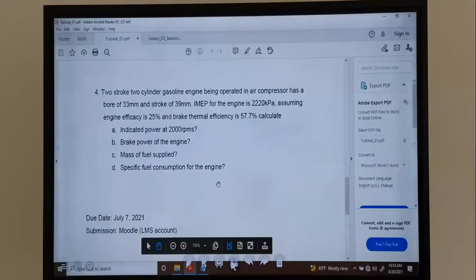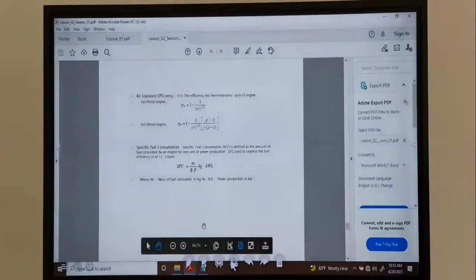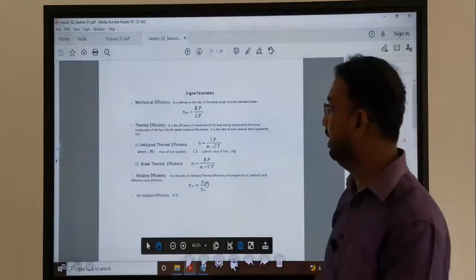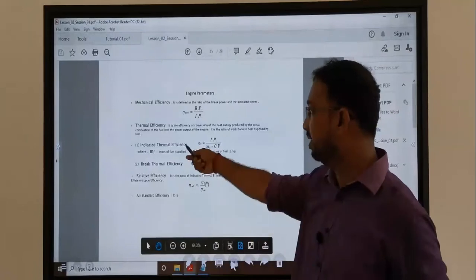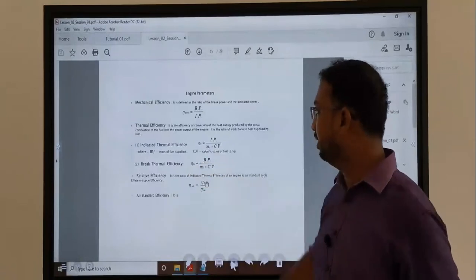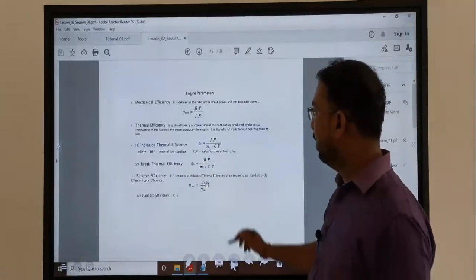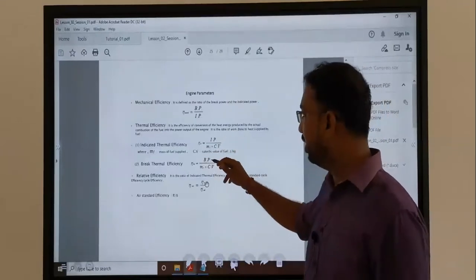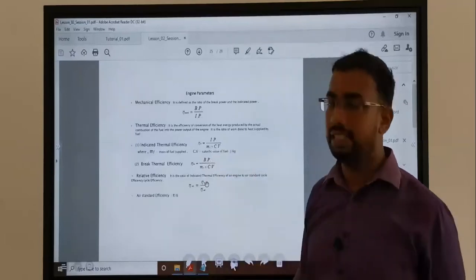The third question is the mass of fuel supplied. The same equation, but here the brake thermal efficiency is given. Before, we did this type of question using this equation because the indicator thermal efficiency was given. The indicator thermal efficiency and the indicator power are related, but here, with the brake thermal efficiency, the brake power is linked with this equation.